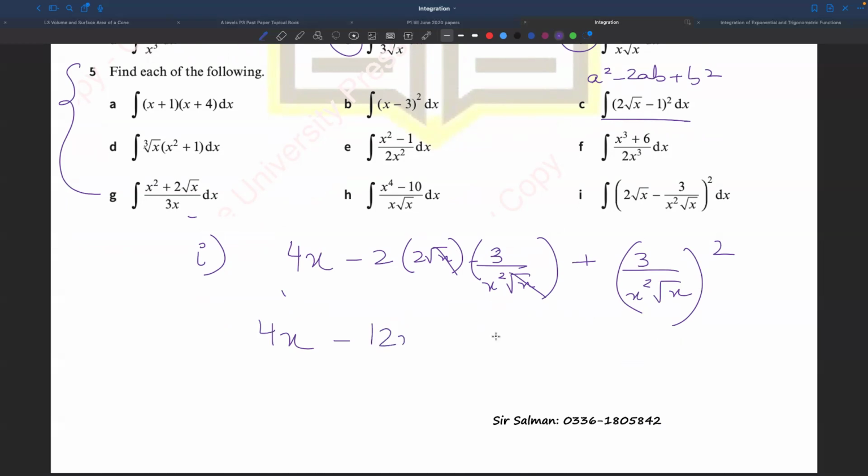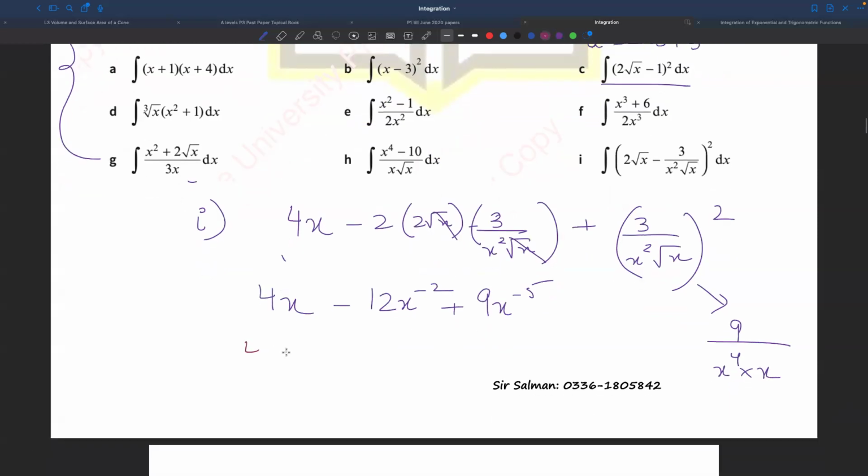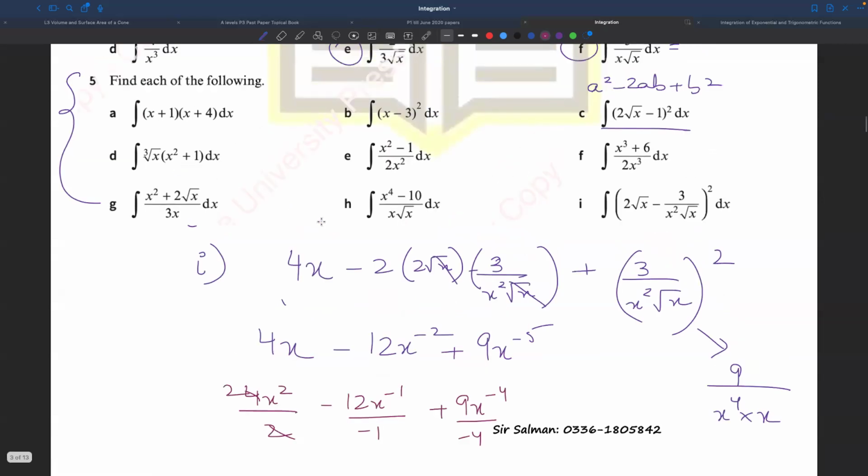And this x comes up. And when I whole square this will become 9 upon x4 into x. Agreed? So when I bring it in the numerator, that will become 9x power minus 5. Are you clear so far? And then I integrate each term individually. This will become power minus 1 divided by minus 1. This will become 9x power minus 4 divided by minus 4. And then you can just simplify it. Minus minus becomes plus. So that's straightforward. If you have any confusions, do let me know with the integration process.